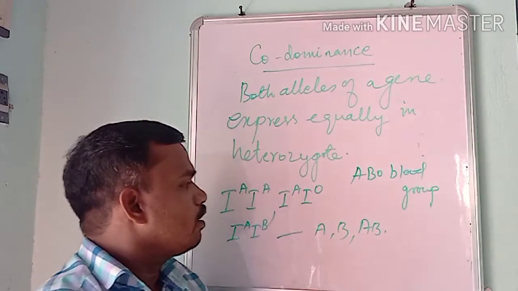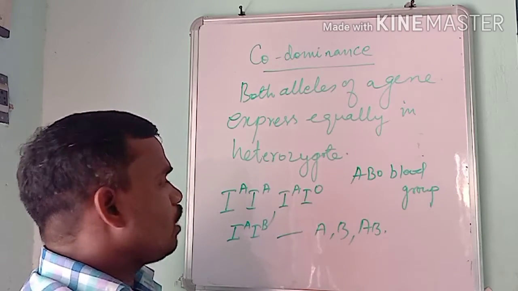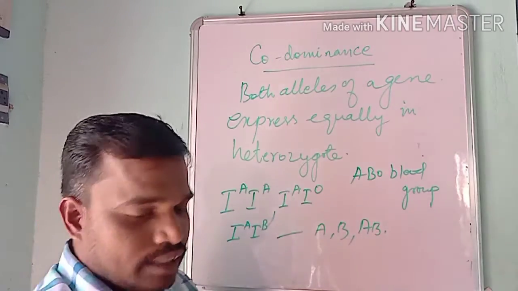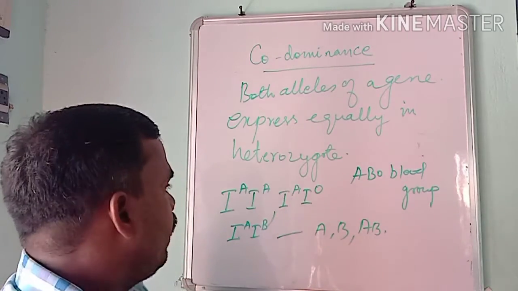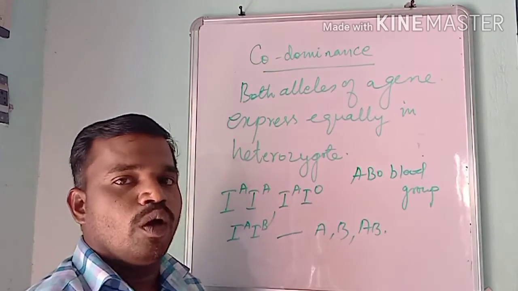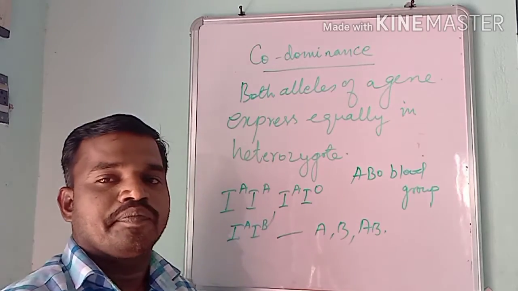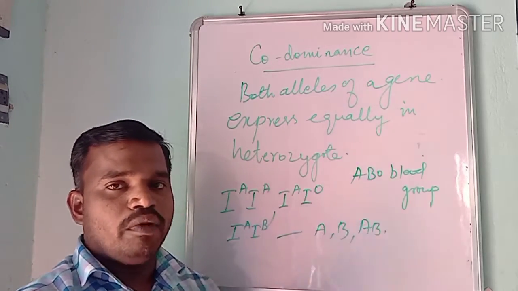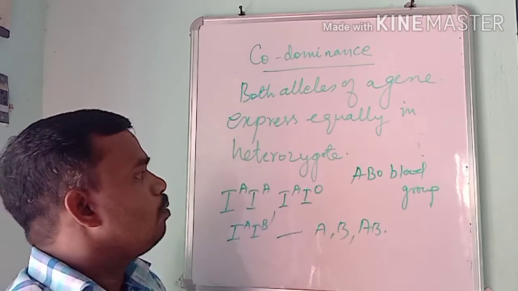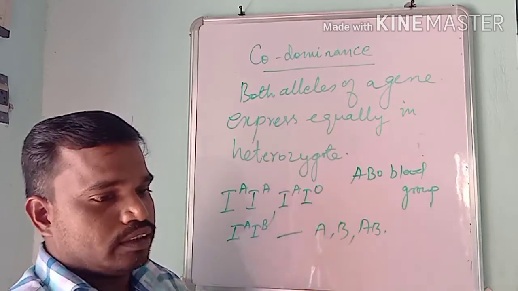Another example is the red and white colors of the gamelio plants. Next, you will identify sickle cell hemoglobin. The sickle cell hemoglobin also shows codominance. Got it? Clear? So what is codominance? Both the alleles are expressing equally and in equal proportion in the heterozygous condition. So it shows the two things.